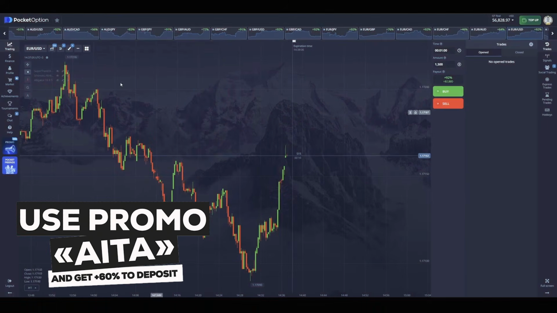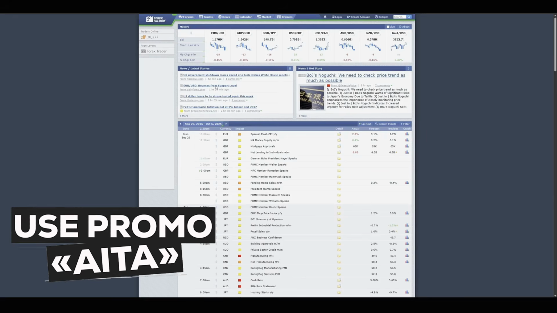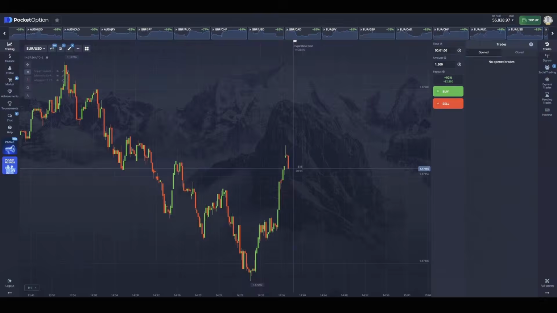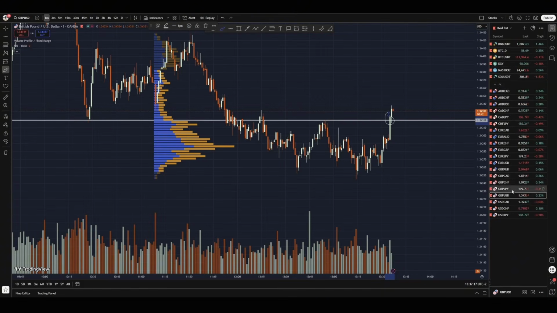Here we're looking at the euro-dollar pair. Since there haven't been any news events affecting the euro, although recently there were some euro-related news that could have impacted the price, most likely, we'll just see an increased level of volatility here.